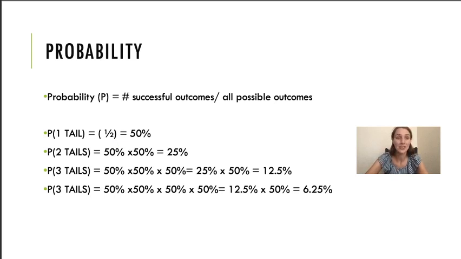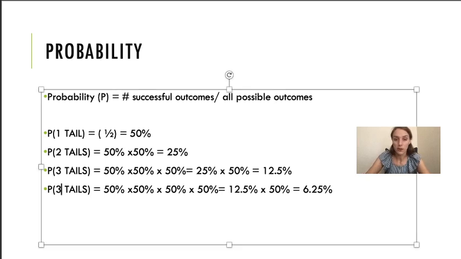Basic probability is such that our number of successful outcomes are divided by all possible outcomes. If we take flipping a single coin, I have the example with tails here. If we flip a single coin and we want to predict how likely we are to get tails, tails is 1 out of our 2 possible outcomes, so that would be 50%. If we get 2 in a row, we have to multiply those probabilities together. If we get 3 in a row, we have to multiply all 3 of those probabilities together, and so on.